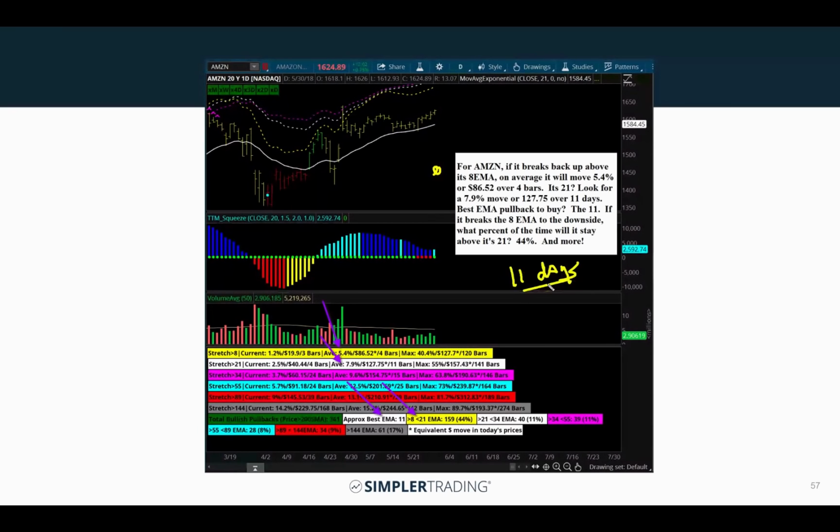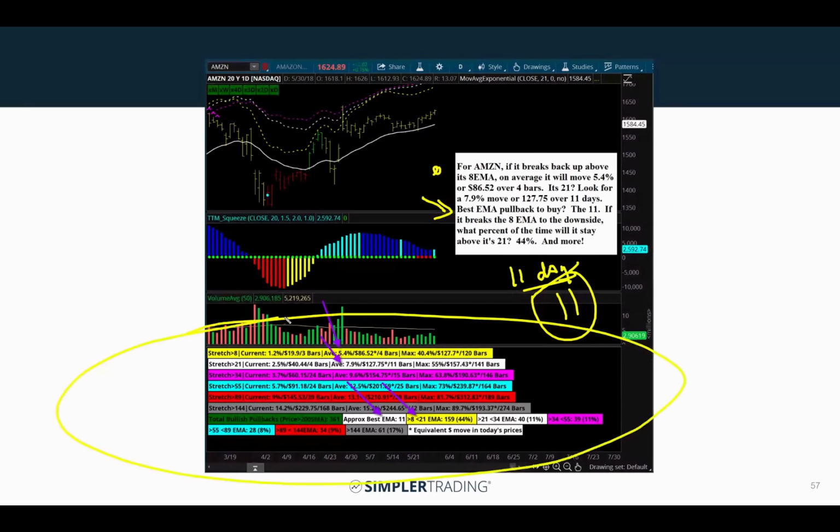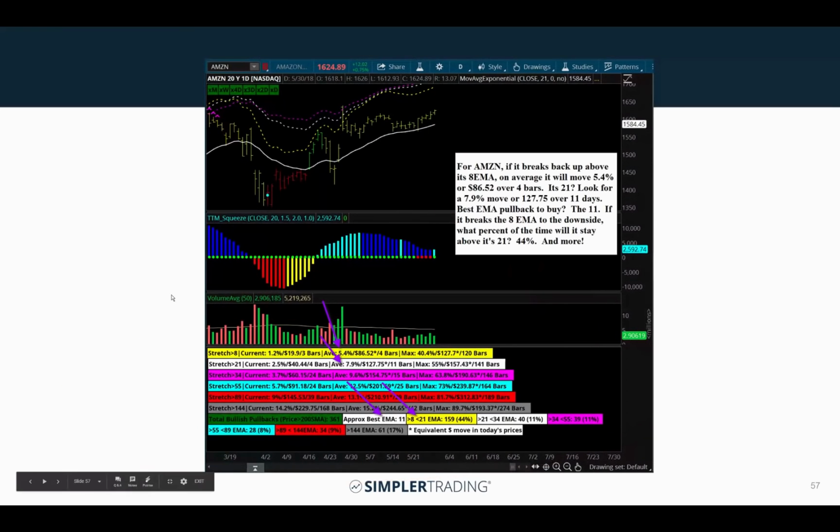What is the best EMA pullback to buy? For Amazon, it's the 11 period EMA. If it breaks the 8 EMA to the downside, what percent of the time will it stay above its 21? 44%. So again, it's a really deep dive and honestly unnecessary, I think, for most people. But if you like to geek out on this stuff, I just thought it was a cool tool. So anyway, I just thought that was pretty cool.